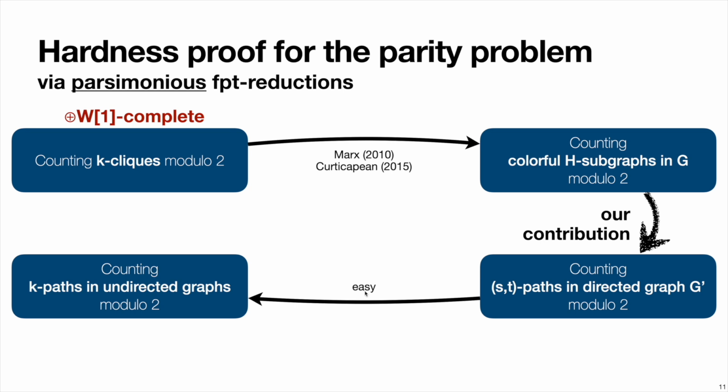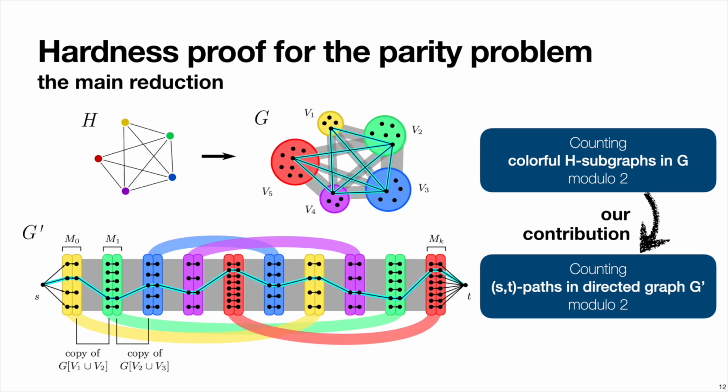So if we have these three reductions, then we establish that counting K paths in undirected graphs modulo 2 is parity W1 hard. Here's the main reduction. At the top, we have an instance of the colorful H subgraph counting problem. So we are given a graph H and a graph G, and we want to count H copies in G that use all of the colors.